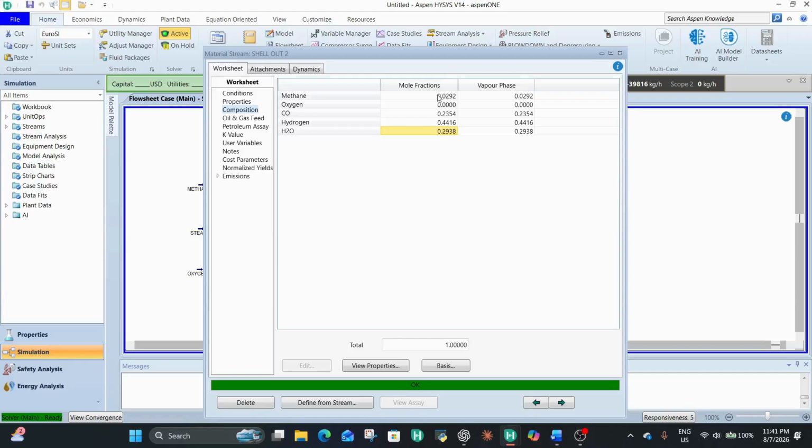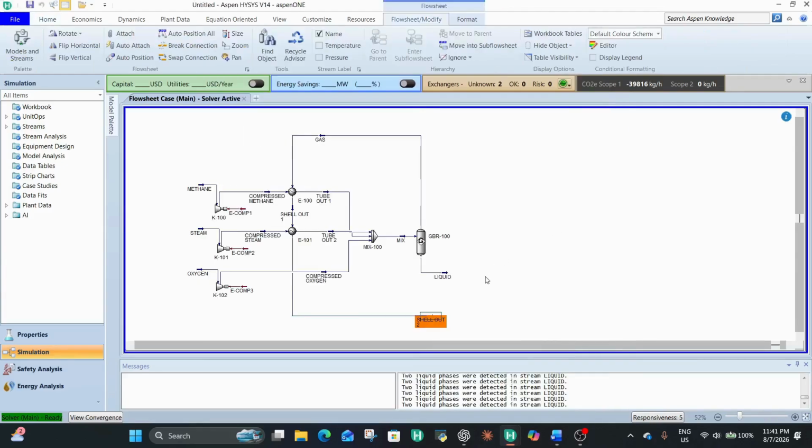As you can see, our methane slip is certainly less than 15%. It's just 2.93%. So, not to be too hard on ourselves, this is a mission partially accomplished.